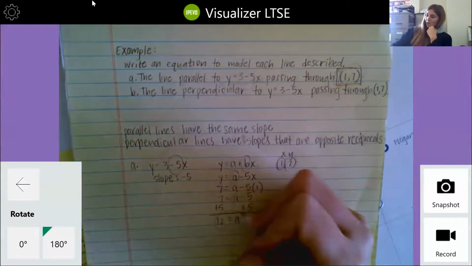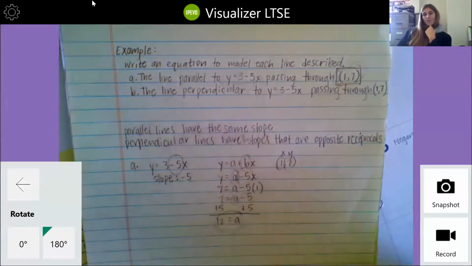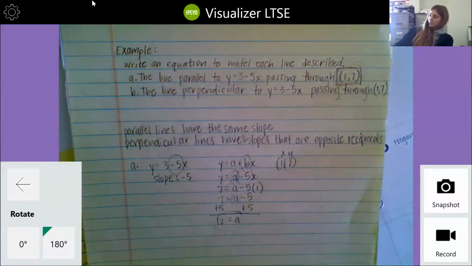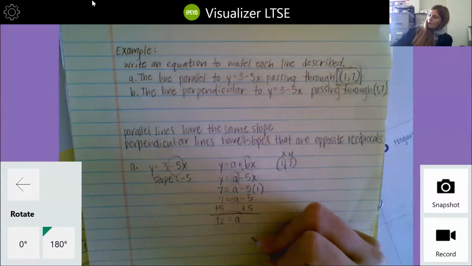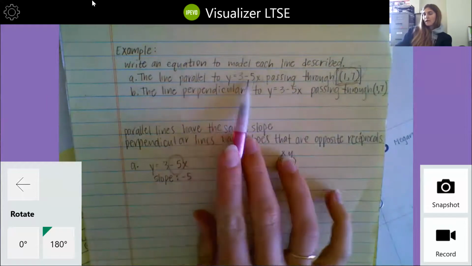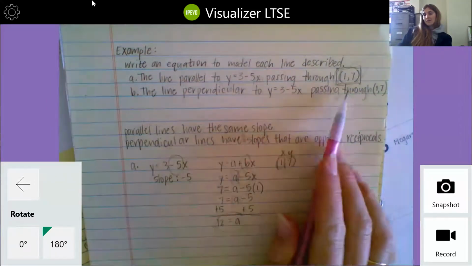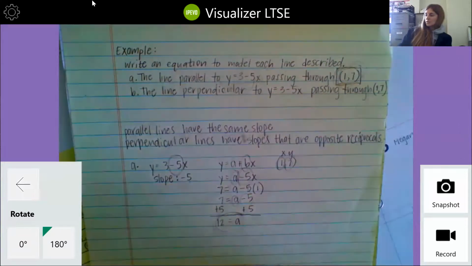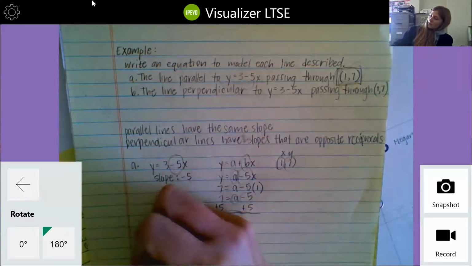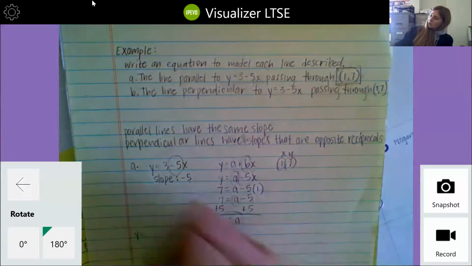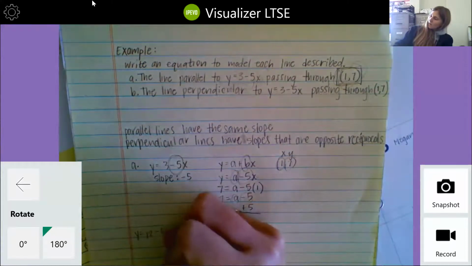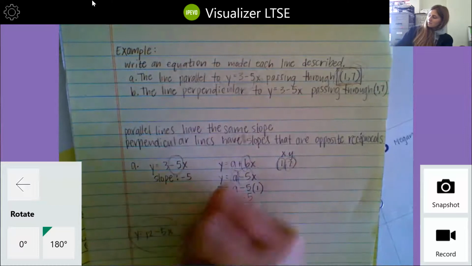Now I have my y-intercept and I have my slope, so I can write my equation. So my equation for a line that is parallel to y equals 3 minus 5x, passing through the point (1, 7), is going to be y equals 12 minus 5x. That's my answer.